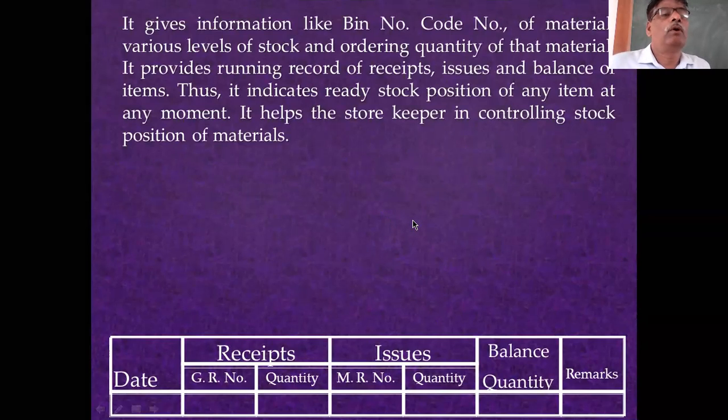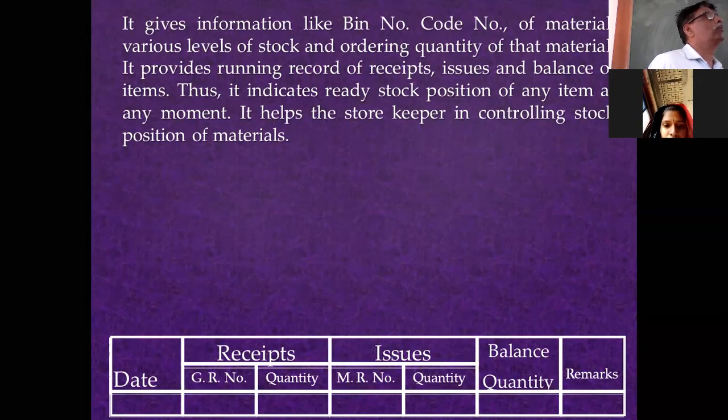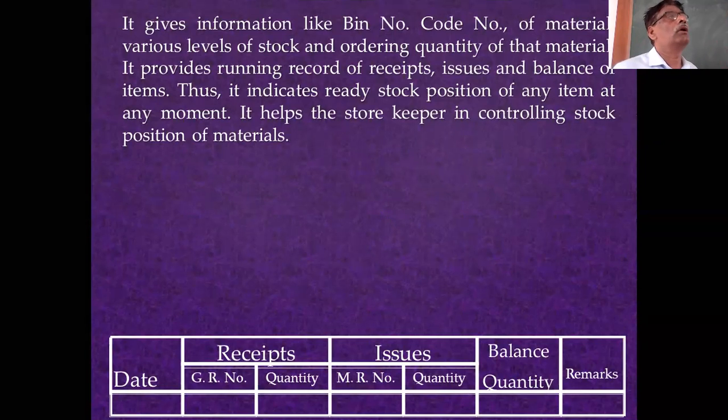The bin card gives information regarding the receipt of the material, issue of the material, and balance quantity of the material. That card should have certain headings and details regarding the material. What is the maximum stock of that bin? What is the minimum stock of that bin? What is the average stock of that bin? What is the reorder quantity of that bin? Whatever material is kept in that bin, you have to write information regarding that material on the bin card.